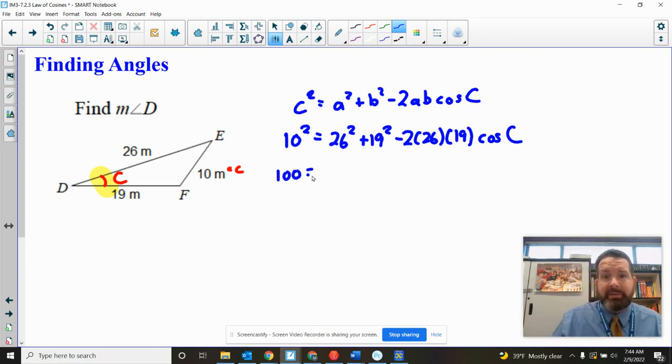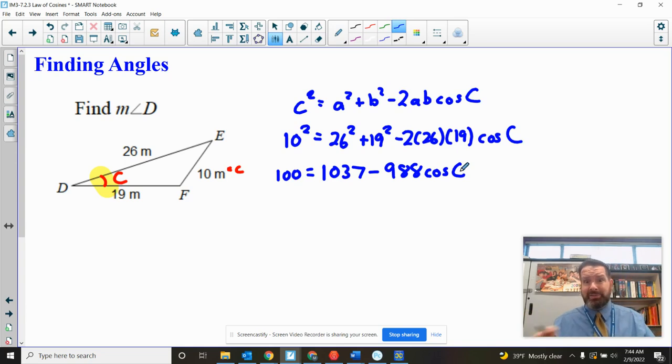So we've got 100, and then 26 squared plus 19 squared is 1,037. And then 2 times 26 times 19 is 988 times the cosine of C. Again, fight the temptation to do anything else. This is as simple as this gets. So next up, I want to isolate the cosine C so that we can then use an inverse cosine and find out how many degrees that angle is.